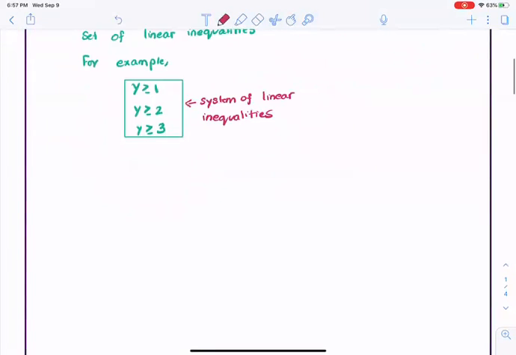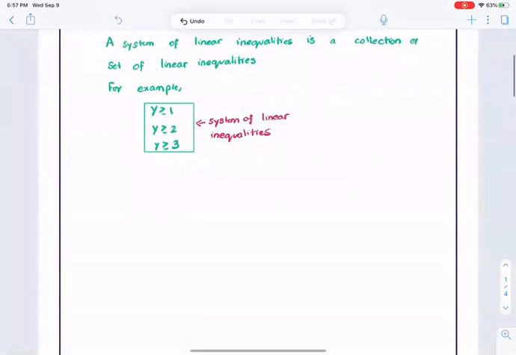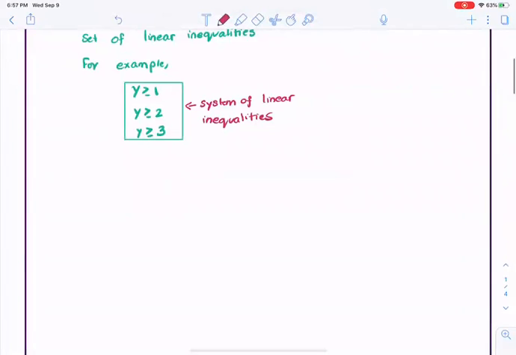As another example, I could have x plus 2y greater than or equal to 4 and x minus 5y less than or equal to 3. So just by themselves as individual inequalities, they are just a linear inequality. But if I put them together and look at them together, then that would form a system of linear inequalities.